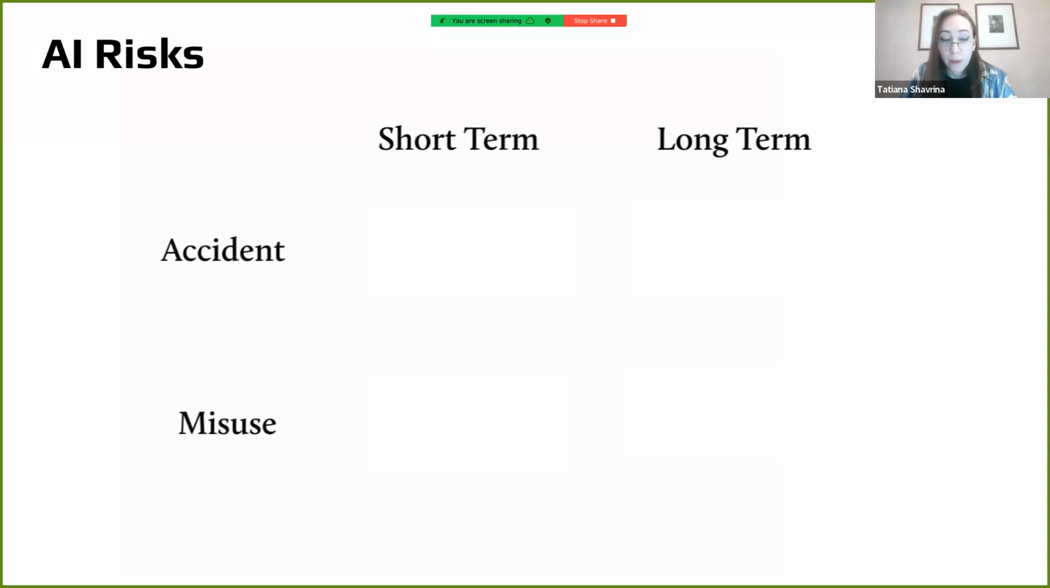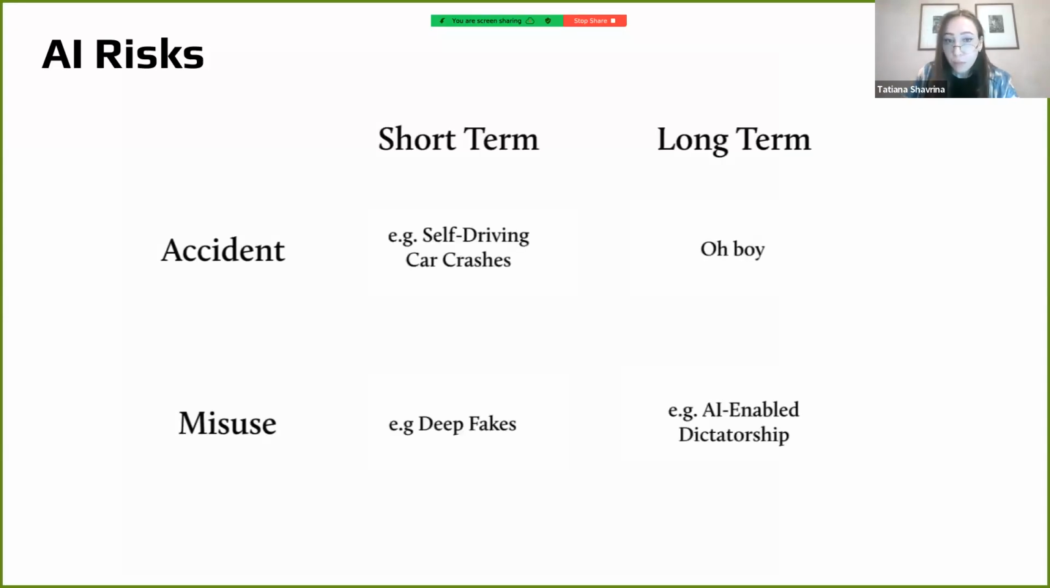So here we have the short-term and the long-term risks, and we also have something happening by accident, and we have, of course, the misuse, right? So in terms of classic examples that are presented when talking about AI risks, it's like two Teslas crashing, it's an accidental short-term risk, right? So these are the problems that we have right now.